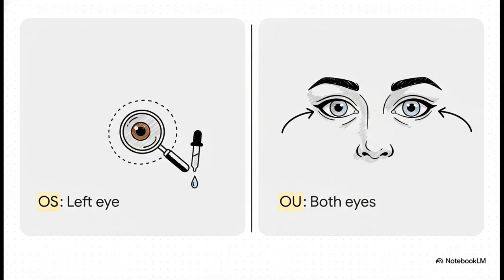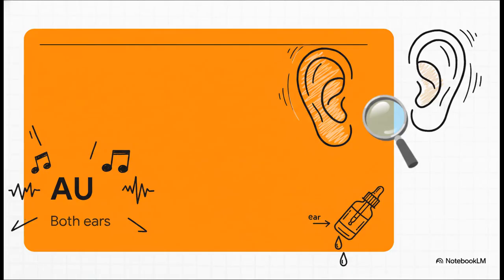Okay, time for eye drops. And this is a perfect example of how one little letter changes everything. OS means the left eye. OU means both eyes. A good way to remember this is that the S in OS stands for sinister, which is Latin for left. Kind of cool, right? And just like OU is for both eyes, AU is the same thing, but for your ears. So if your eardrops say AU, that means a dose in both ears.